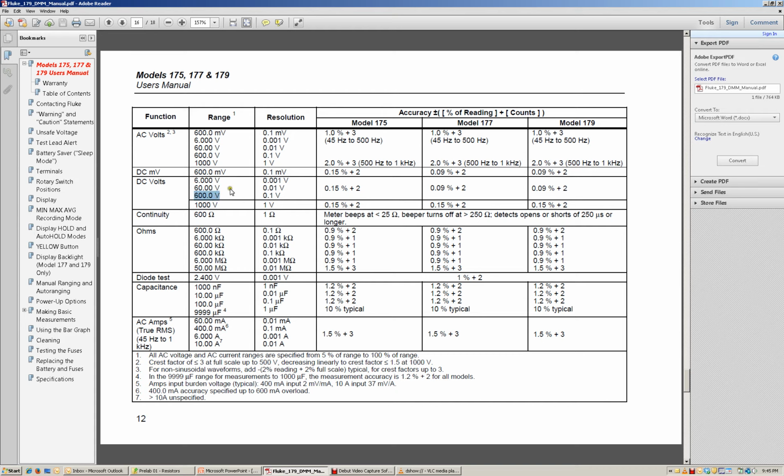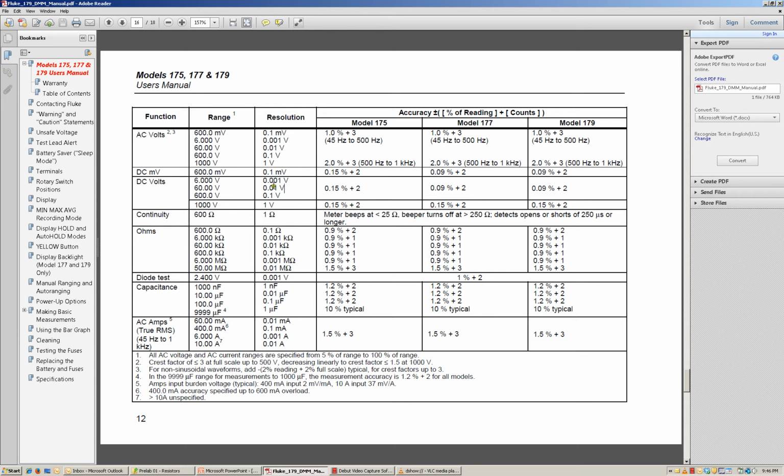So if we're reading a voltage that is less than 6 volts, we will have a resolution of a thousandth of a volt, which would be a millivolt. If we're reading something that's less than 60 volts, we have 10 millivolts resolution. If we read something that's less than 600 volts but more than 60 volts, we will have a tenth of a volt resolution, so on and so forth.